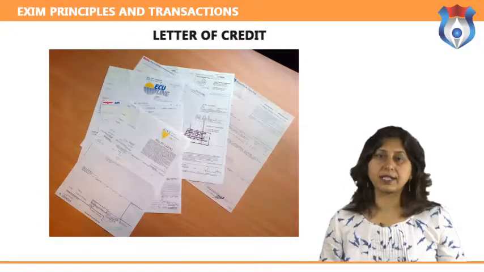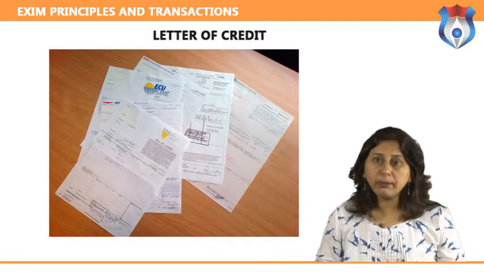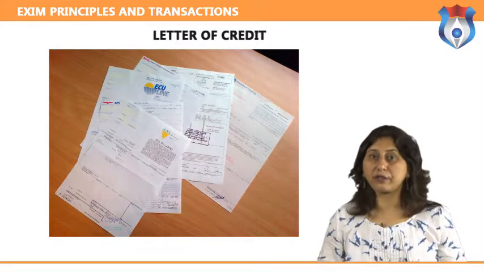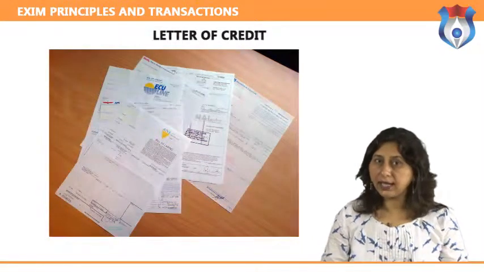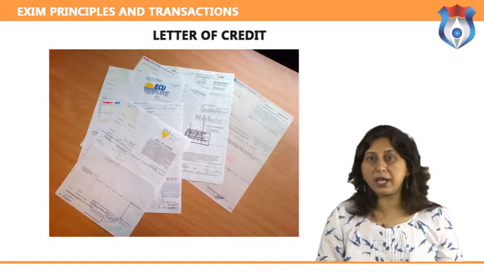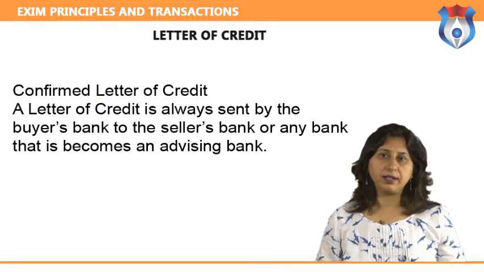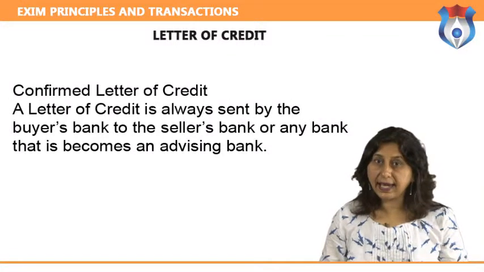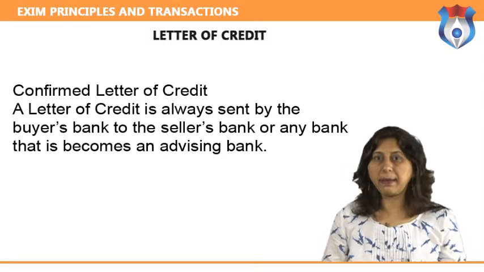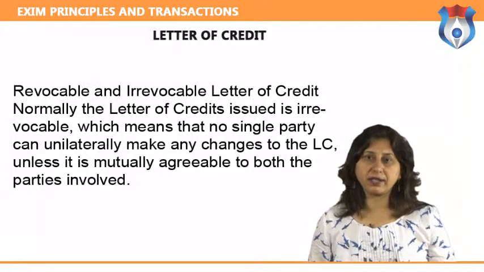Although letters of credit come in numerous types, the two most basic ones are revocable letter of credit and irrevocable letter of credit, which comes in two versions: confirmed irrevocable letter of credit and not confirmed irrevocable letter of credit. Confirmed letter of credit. A letter of credit is always sent by the buyer's bank to the seller's bank or any bank that becomes an advising bank.